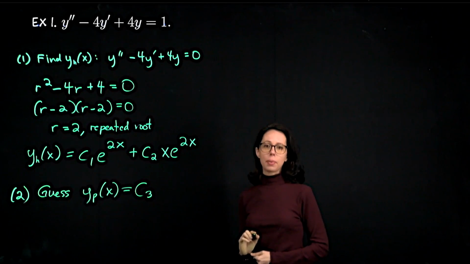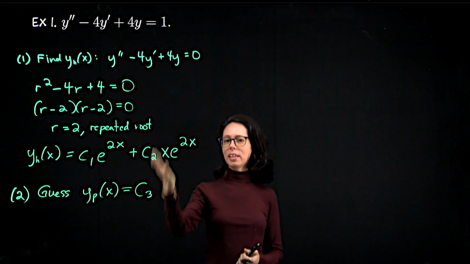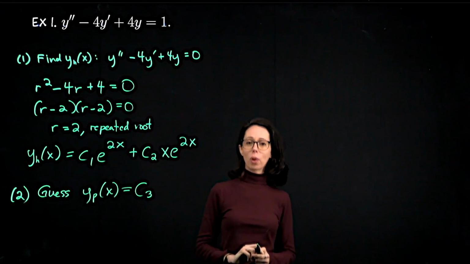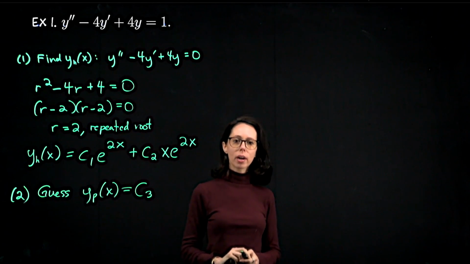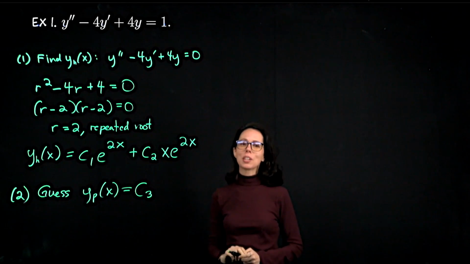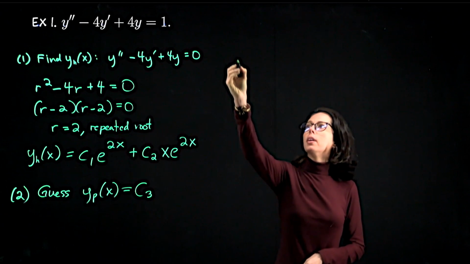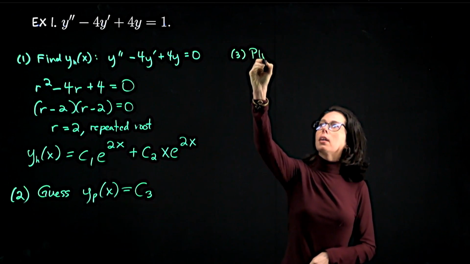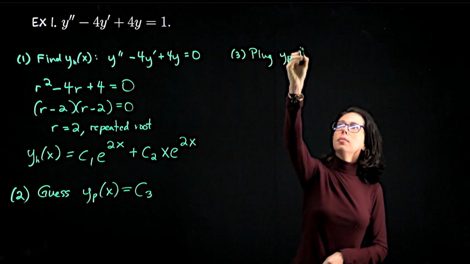Now, our third step is to plug this constant into this differential equation and see if we can make it work. In this context, making it work means see if we can find a value for c sub 3 that, when plugged into this differential equation, makes the whole thing true. All right, so step 3, plug y sub p in.